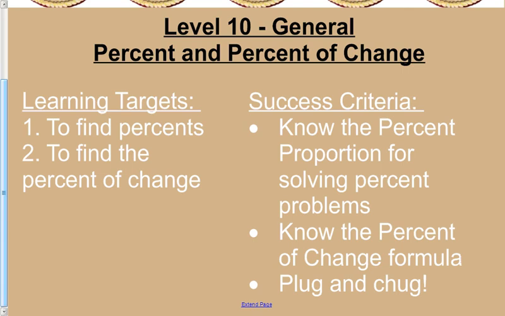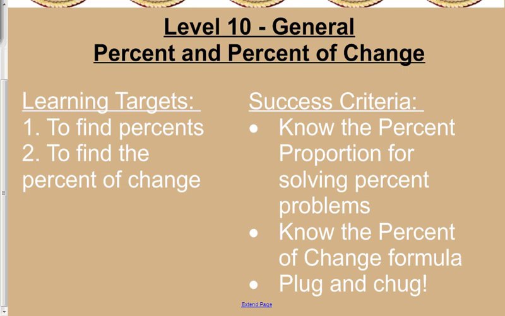You have to know the percent proportion. I'm going to really focus on that for solving percent problems. Also know the percent of change formula, so let's talk about that. And then realize that we're dealing with formulas, so plug and chug, plugging in for variables and working it out from there. Those are big things.